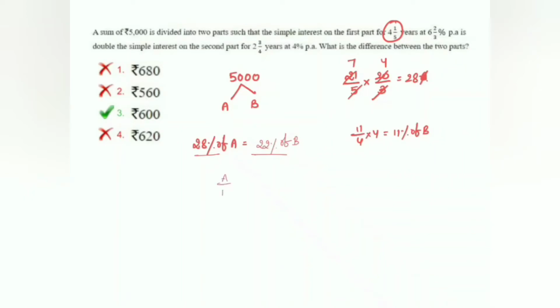A by B is equal to 22 by 28. The difference between the two parts is 6 here, because it is 22 and 28. Total is 50 parts out of 5000. Therefore, 1 part is 100. The difference is 600 rupees.